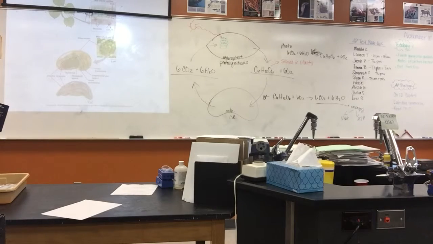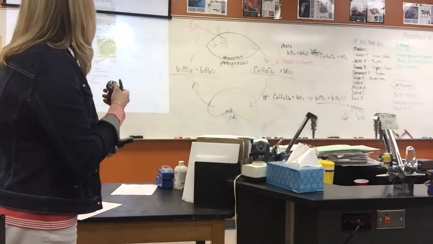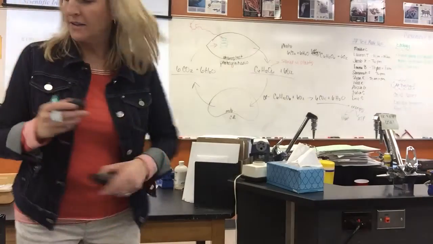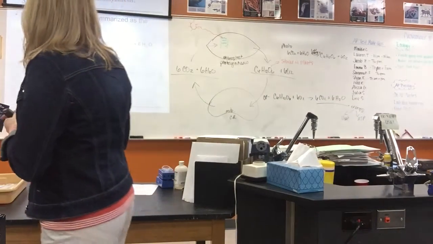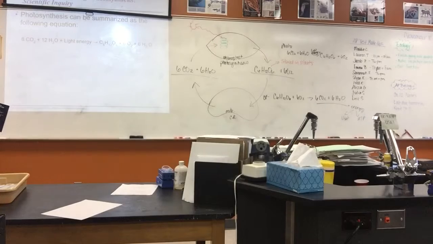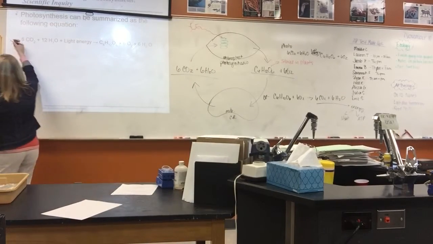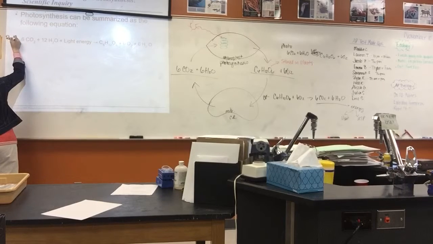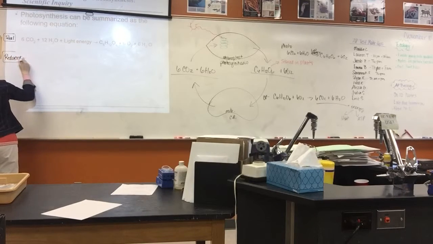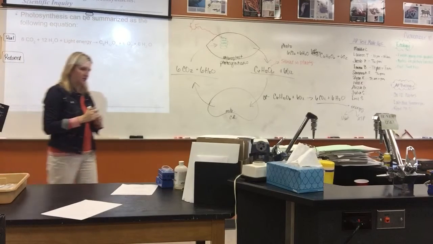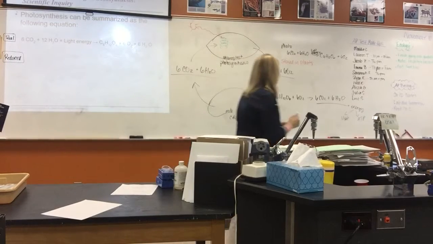All right. So moving on here. Photosynthesis can be summarized by the following equation. So I'm going to have to explain a little bit with this equation. I'm going to write here, this is the real photosynthesis equation, and this is the reduced. So I'll give you a second to write the real one down here, and I'll explain.